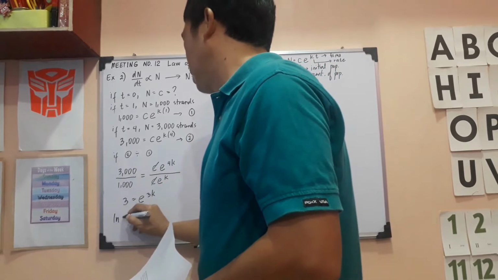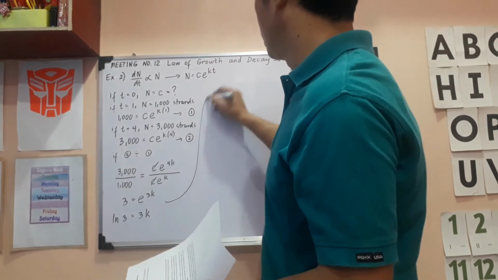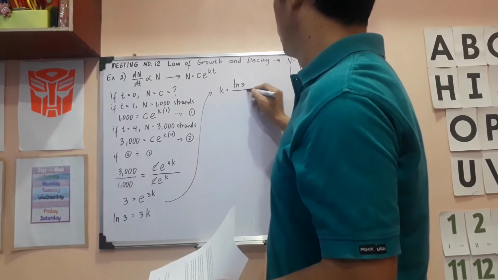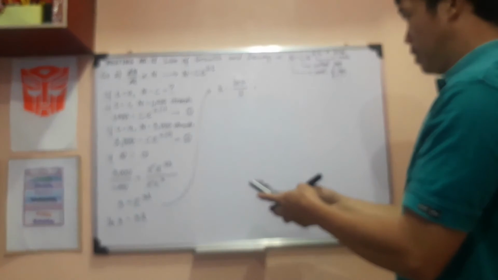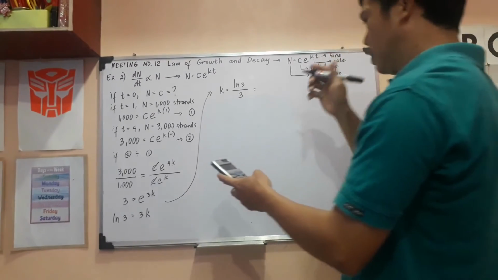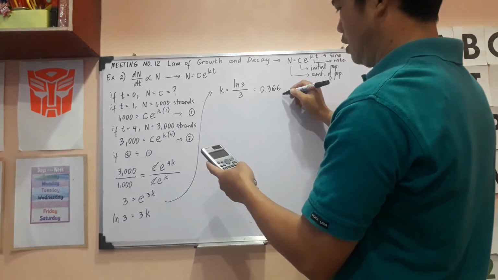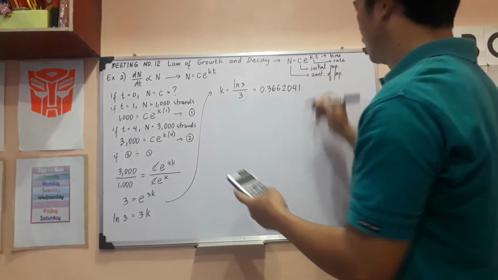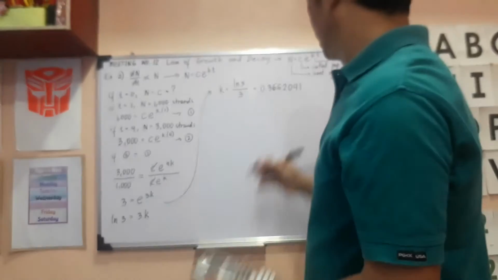Now, pag in-ln ko yan, para mawala yung e, so, ln 3 is equal to 3K. So, therefore, K is equal to ln of 3 all over 3. So, K, ln 3 divided by 3 is 0.3662041. Okay? So, saan natin ise-substitute yan K na yan?